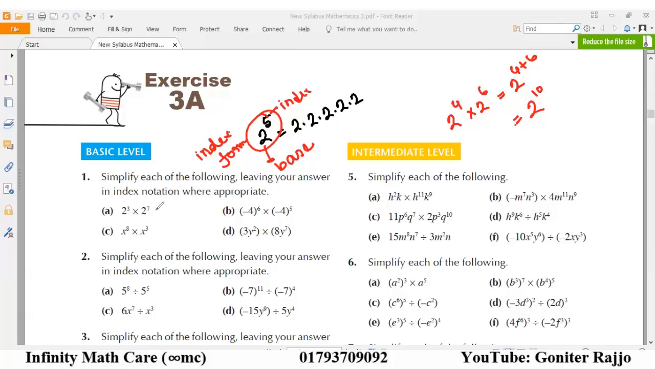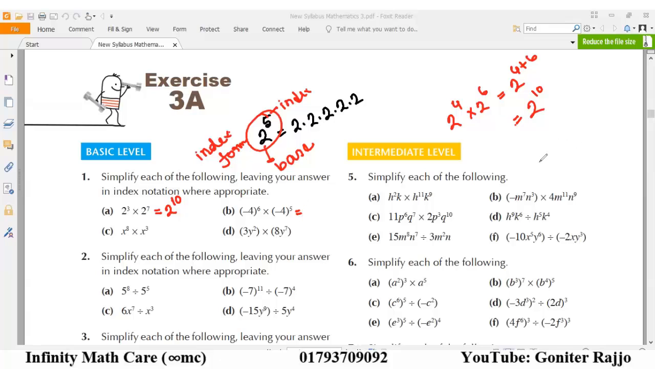So what will be the answer of number A? 2 to the power 3 plus 7, because both bases are the same. That's why we are adding the power or index. That is 2 to the power 10. Simple. Now number B: minus 4 to the power 6 multiplied by minus 4 to the power 5.